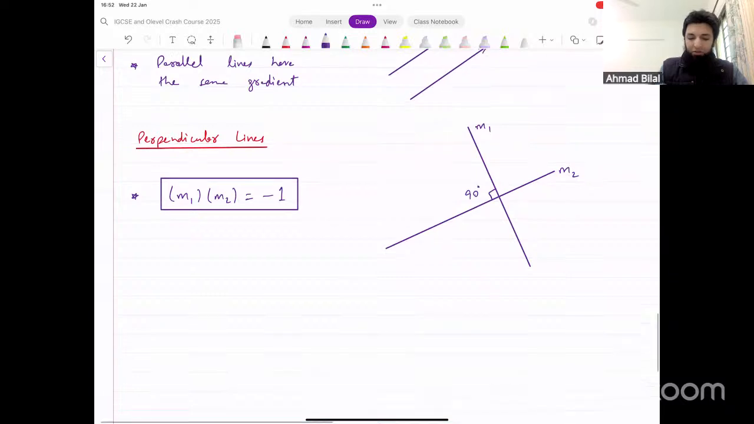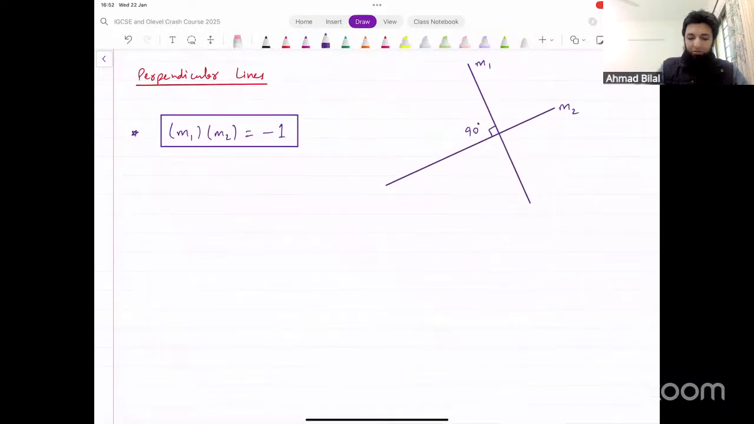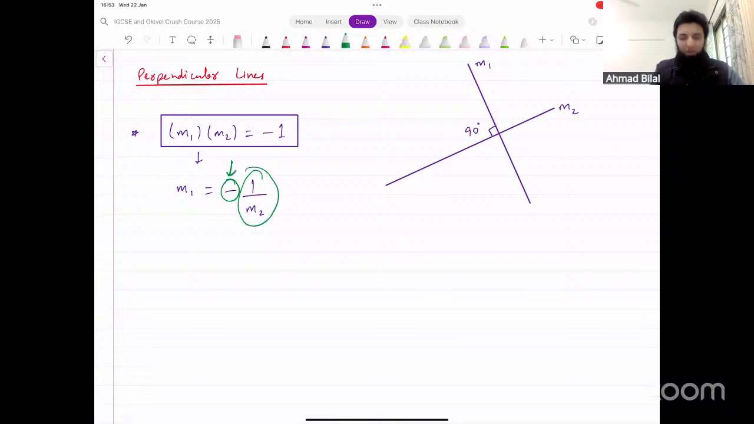You can also rearrange this in such a way that it becomes m1 equals -1 over m2, right? I can divide one of the gradients on the other side so that it becomes m1 equals -1 over m2. Now, what that means is if you know one gradient, for example m2, then the other is going to be the negative reciprocal of the first. You will change the sign and take the reciprocal to find the other gradient.